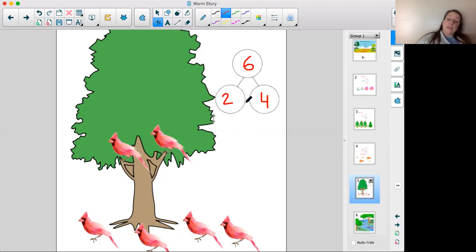And now I'm going to start writing this number sentence with the whole this time, just so you can see that you can write number sentences starting with the parts, but you can also write number sentences starting with the whole. So I'm going to write it with the whole first. 6. I'm just going to read my number bond. What's next after the 6? Well, here's my equal sign. That comes next. Equals 2. We'll pretend there's a plus sign there. Plus 4. 2 birds in the tree, 4 birds on the ground. All together, 6 birds. Okay, let's go to the next one.